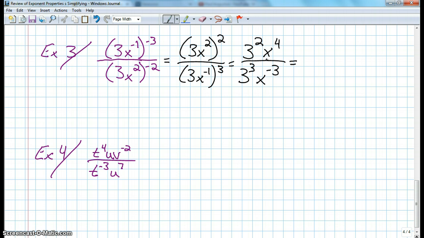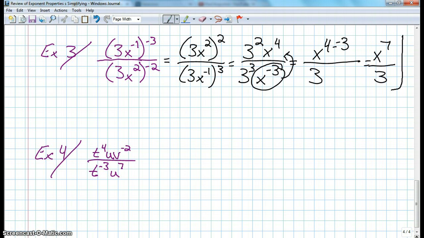Now, looking at simplifying these, 3 squared and 3 to the third, that's going to be 1 extra factor of 3 down in our denominator. And we have x to the fourth over x to the negative third. You can use your subtraction rule, which would say x to the 4 minus negative 3, or you can think of moving the x to the negative third to the numerator and it becomes x to the third. Either one works, and they leave us with x to the 7th over 3. X to the 7th over 3 for our final answer.